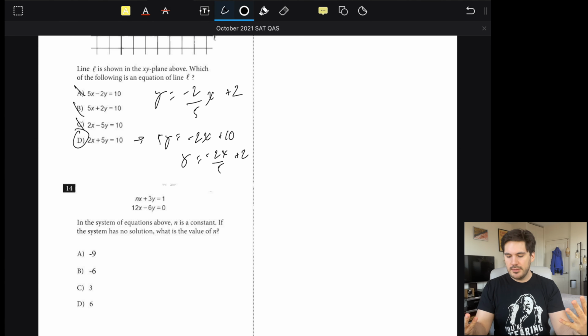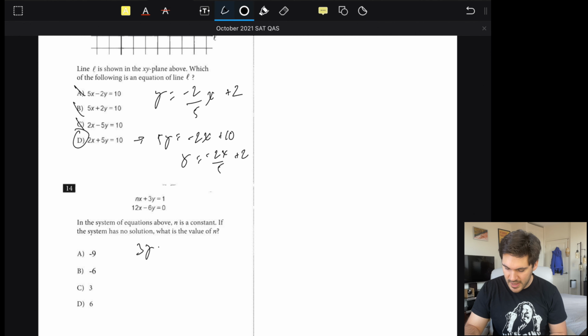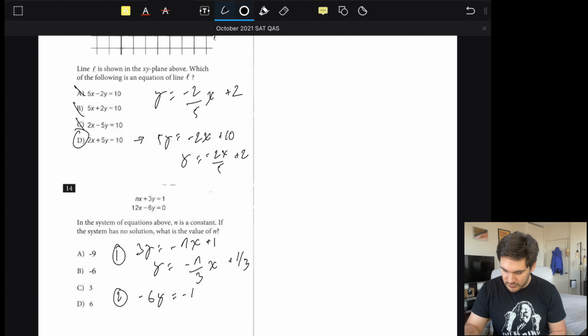So we just need to rewrite these equations. The simplest way to do it without thinking about it too much, unless you can do it in your head, is rewrite each equation for y. Y equals something. And then set the slopes equal to each other. So we're going to rewrite the top equation as 3y equals negative nx plus 1, which means that y equals negative n over 3x plus 1/3. This is the first equation. The second equation is going to be negative 6y equals negative 12x.